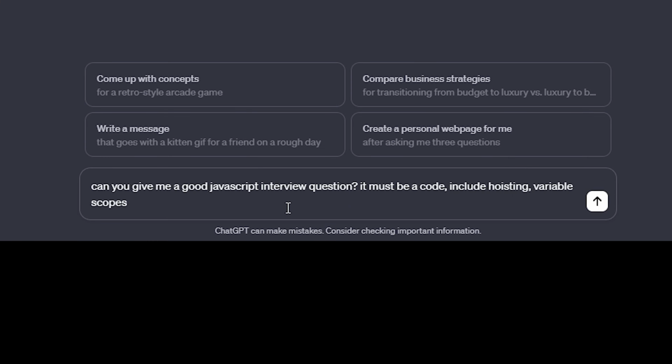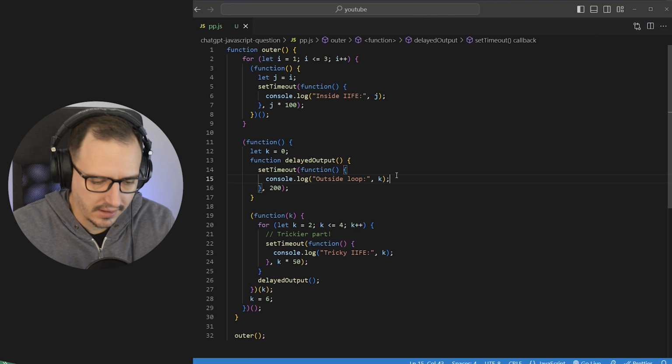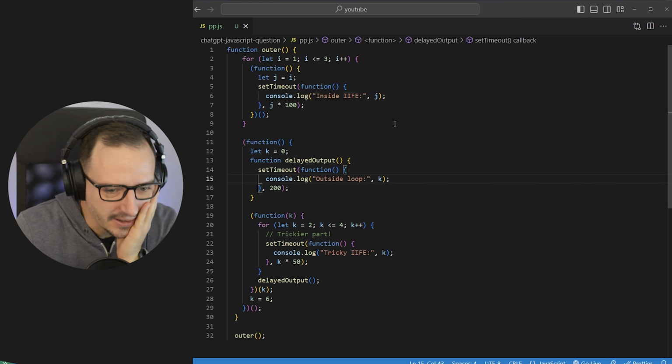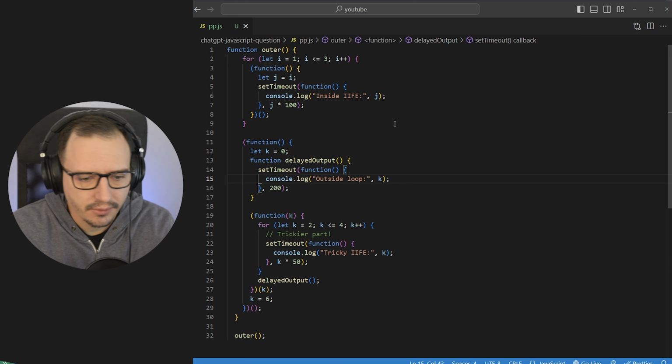Today I asked ChatGPT to give me a good JavaScript interview question, and after some struggle and magic, he came up with this. I mean, this looks terrible. Oh my god. What do you think is going to be on the output? I don't know. Let's figure it out. Where's the pen? Okay, now.